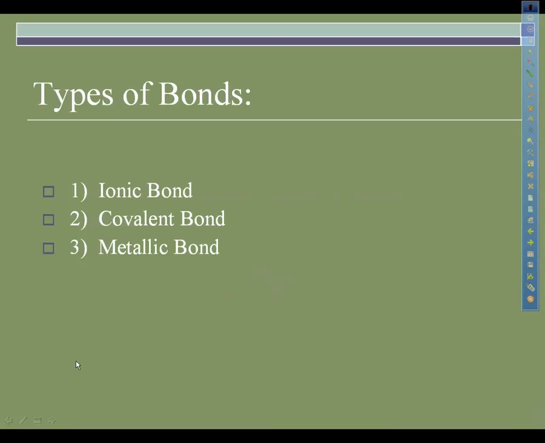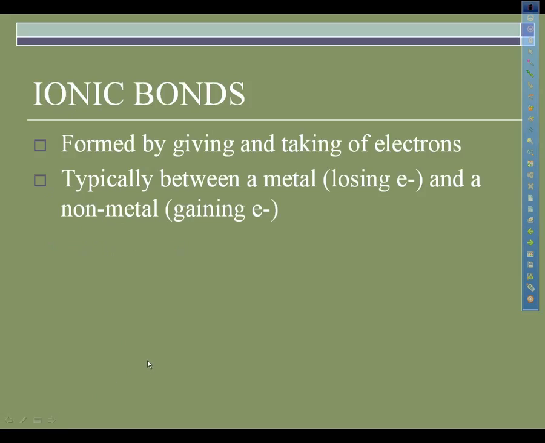There are three main types of bonds: ionic, covalent, and metallic. We're going to talk about each of the three briefly, and then later on we'll go into more detail on ionic and covalent. So ionic bonds form by the actual giving and taking of electrons. One element is losing its electrons, another element is gaining the electrons. So typically ionic bonds are going to form between a metal and a nonmetal, since metals want to lose electrons to get to the octet and nonmetals want to gain electrons.